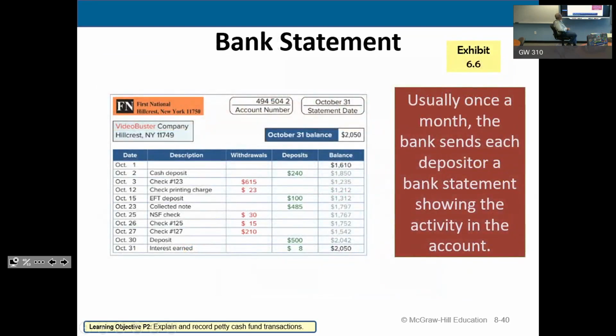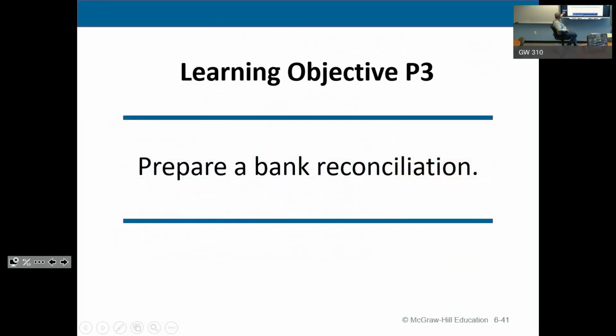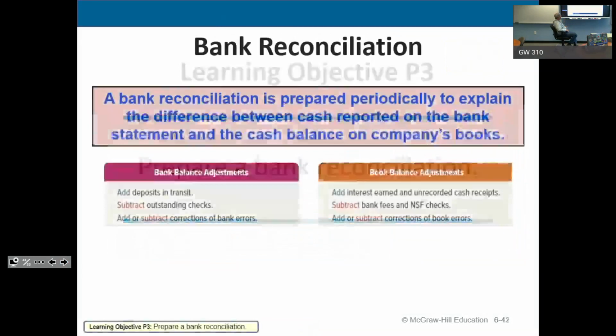Now, here's your bank statement. This is where we're going to do something called reconciliation. Not like the Catholic version, but reconcile our bank accounts. So you can see we've got deposits and withdrawals and a balance over there. It's all done electronically now. Usually once a month, the bank sends a depositor a statement with the activity on the account. And this is how we prepare a reconciliation.